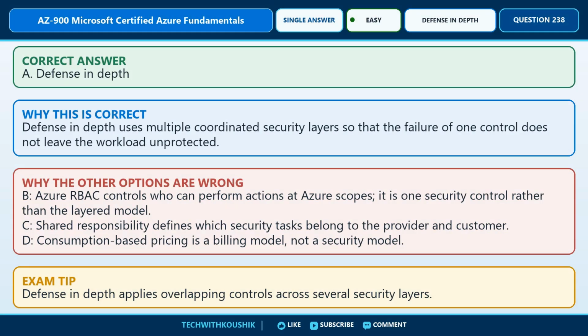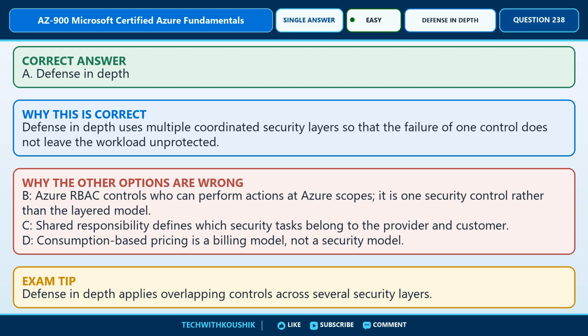Go with option A, defense in depth. Let's look at the reasoning. Defense in depth uses multiple coordinated security layers so that the failure of one control does not leave the workload unprotected. The other choices do not work because B, Azure RBAC controls who can perform actions at Azure scopes. It is one security control rather than the layered model. C, shared responsibility defines which security tasks belong to the provider and customer. D, consumption-based pricing is a billing model, not a security model.